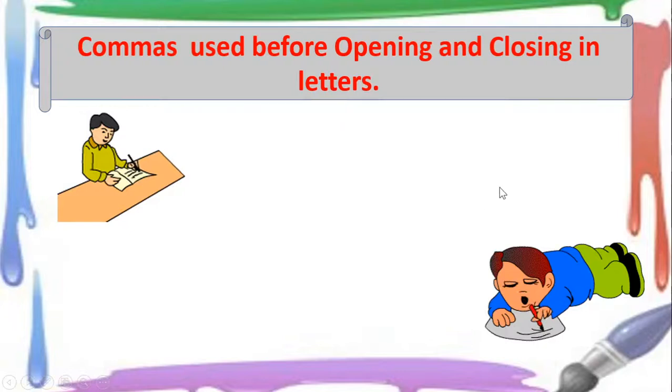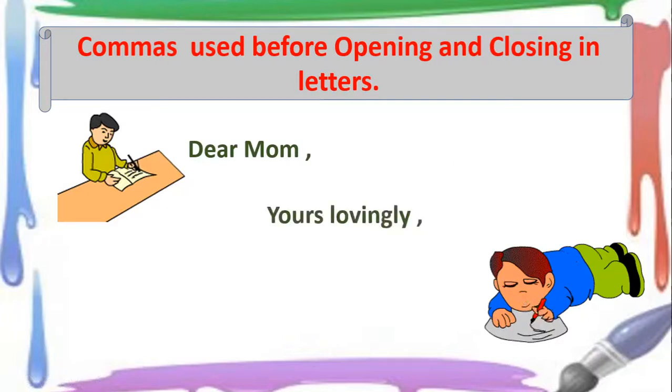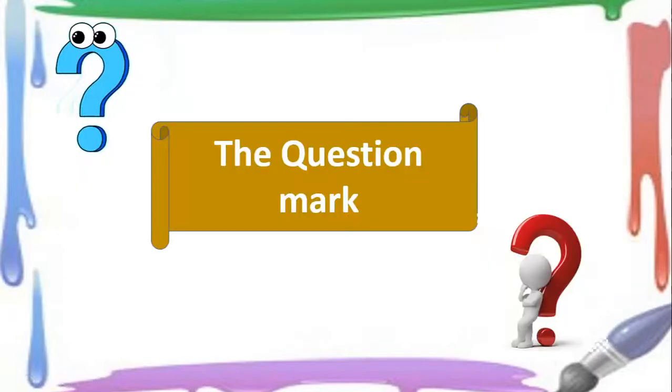Commas are used before opening and closing letters also. These two boys are writing letters to someone. So when you say, "Dear mom," you put a comma there. "Yours lovingly," when you want to end the letter, you put a comma there. "Respected sir," when you want to begin the letter, you put a comma there. Alright, so commas are used before openings and closings in letters. So these are the uses of the second punctuation mark that we have learned today, that is commas.